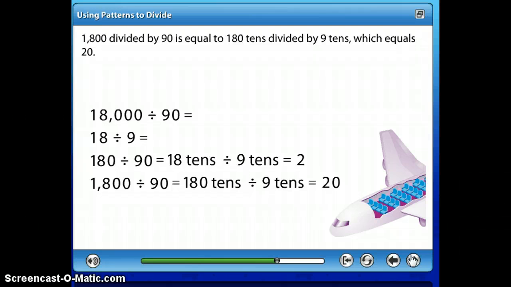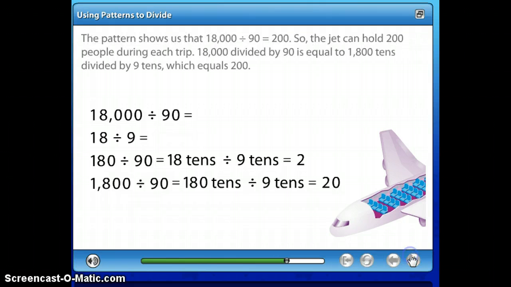Okay, notice the pattern that they're just adding that 0. First we started with 18 divided by 9, and then we have 180 divided by 90 is 2. 1,800 divided by 90 is 20. So what do you think is going to come next? The pattern shows us that 18,000 divided by 90 equals 200. So the jet can hold 200 people during each trip. 18,000 divided by 90 is equal to 1,800 tens divided by 9 tens, which equals 200.